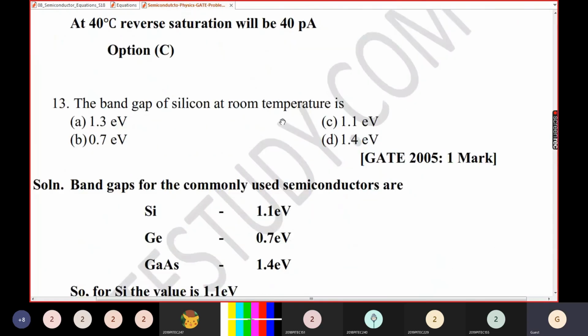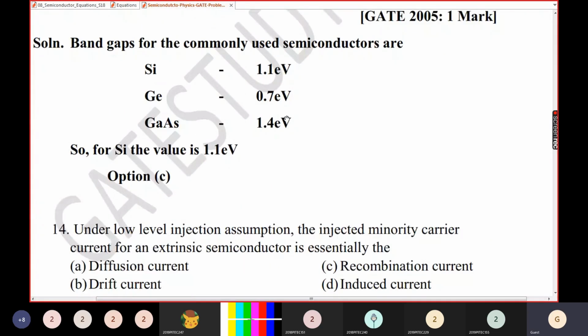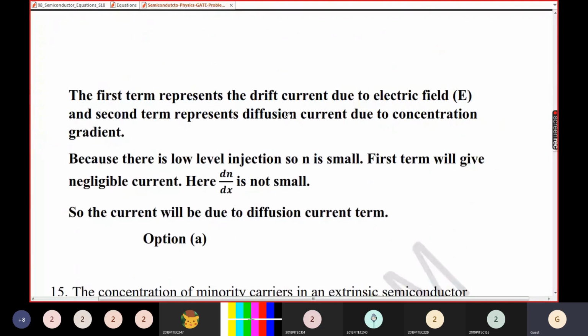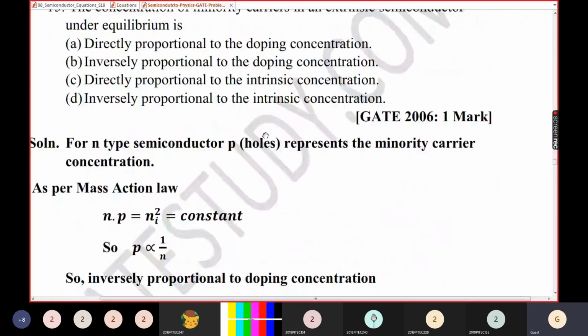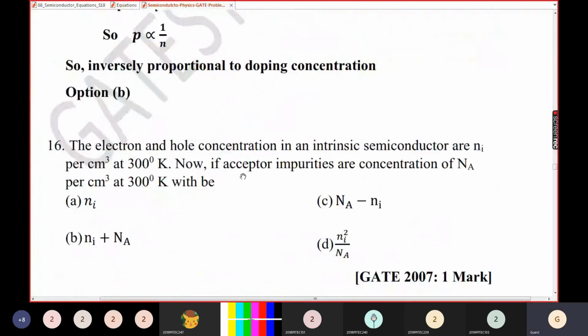Okay. Next, the band gap for silicon at room temperature. We all know that it is 1.1 electron volts. Let us see this problem.